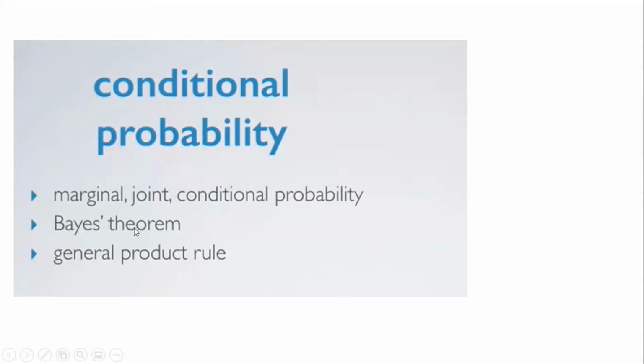Not Bayesian statistics, not Bayesian probability. It is Bayes theorem, which is a very popular theorem in probability. I think you all have used this at one time in your life, in school probably, not in real life. So Bayes theorem, and then next we talk about the general product rule.